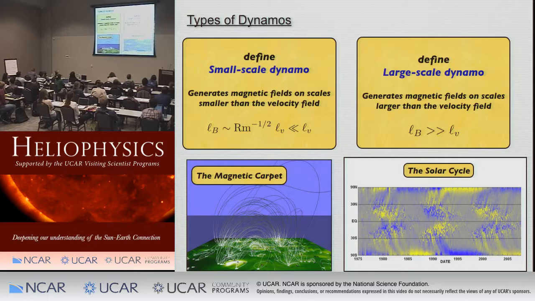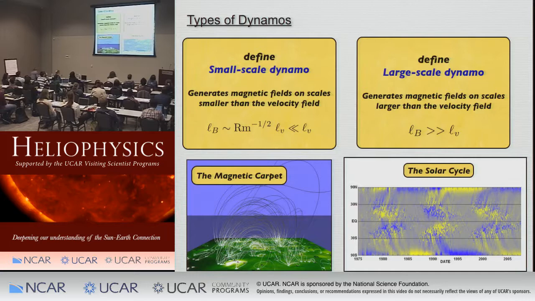We define a large-scale dynamo as one that generates magnetic fields on scales much larger than the scale of the velocity field. The solar dynamo might not be a large-scale dynamo, because in the deep convection zone you might have scales where these two are comparable. You might have scales of convection on the scale of the size of the sun as a whole. But large-scale dynamos can make large-scale fields from small-scale velocity fields.